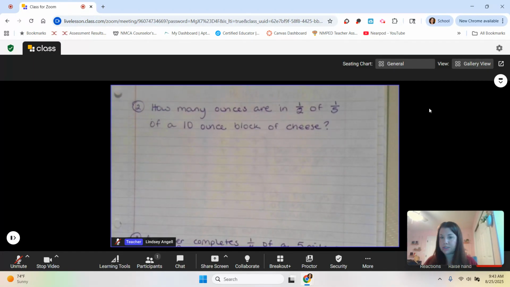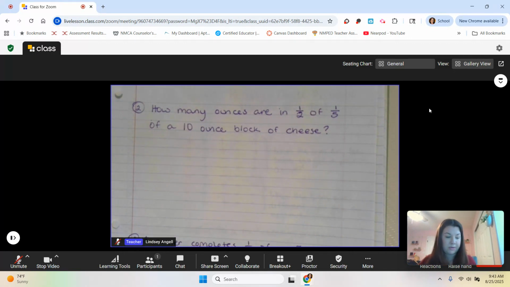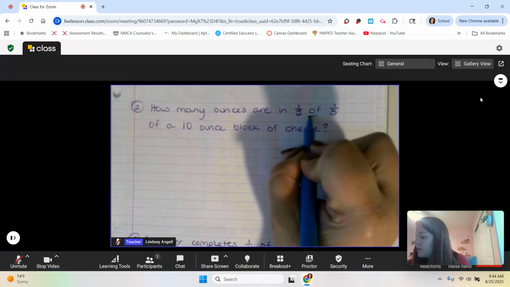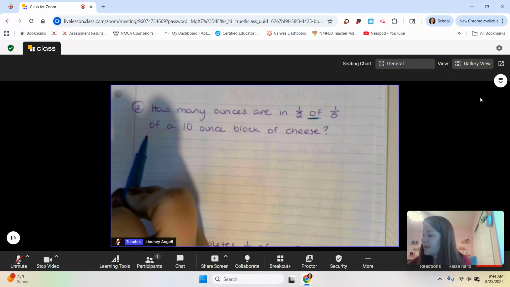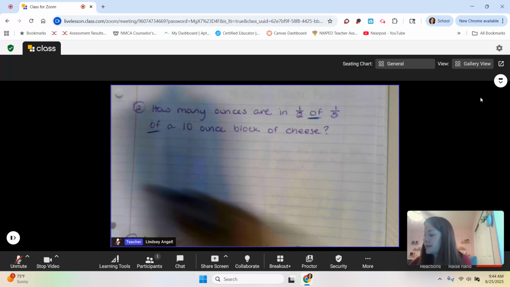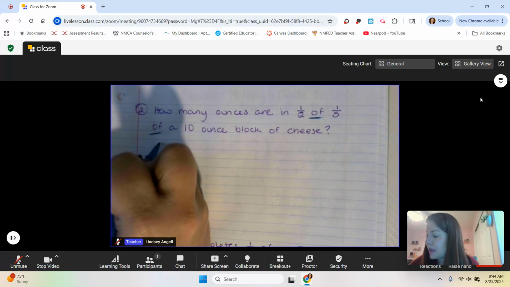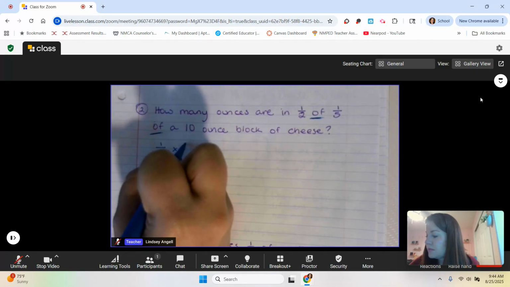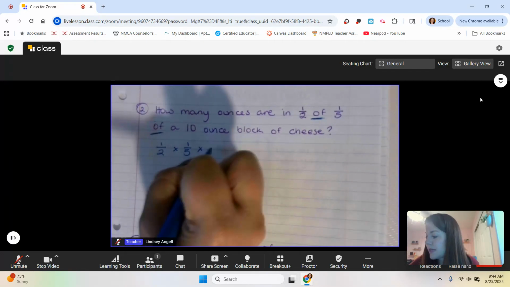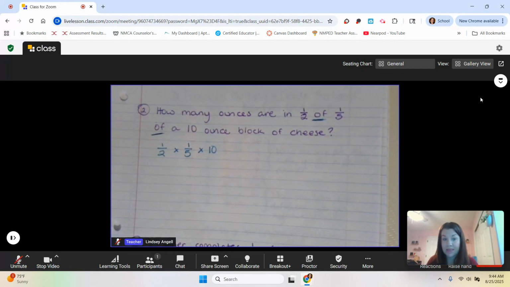Another thing to understand is this word of. Let me use my other color. Of. Half of 1/5. Of 10. That word of means to multiply. So equation-wise, we could solve this problem by saying 1/2 times 1/5 times 10. And that's going to get us down to our final answer. Okay? So, with that, let's see here.